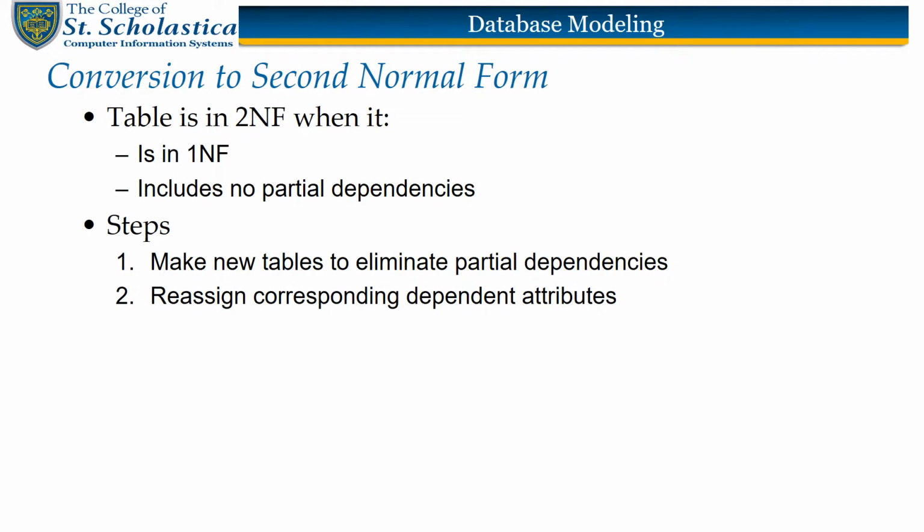Conversion to 2NF occurs only when the 1NF has a composite primary key. If the 1NF has a single attribute primary key, then the table is automatically in 2NF. The 1NF to 2NF conversion is simple. Starting with the 1NF format displayed in Figure 6.3, you take the following steps. Step 1. Make new tables to eliminate partial dependencies. Step 2. Reassign corresponding dependent attributes.